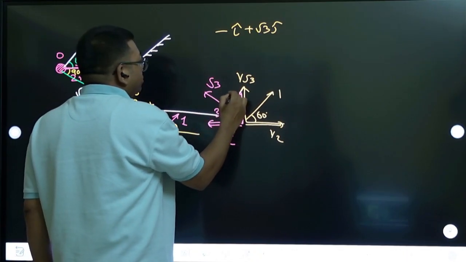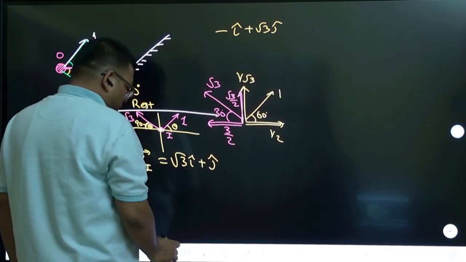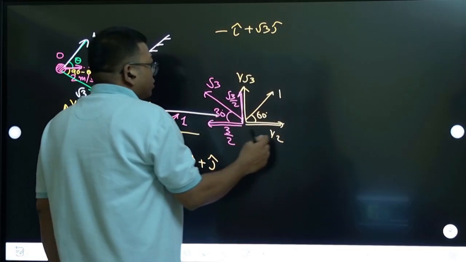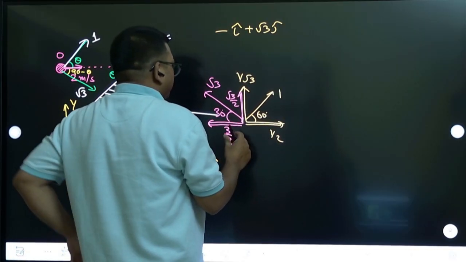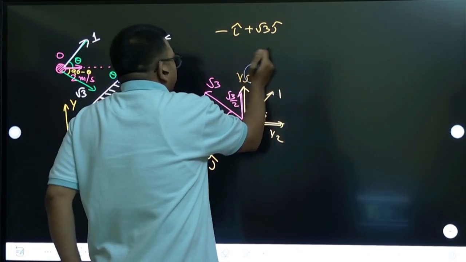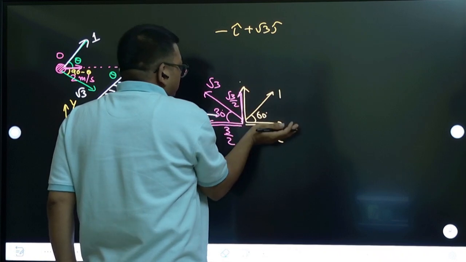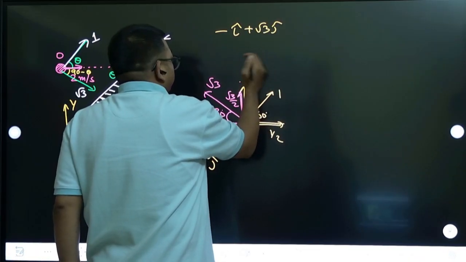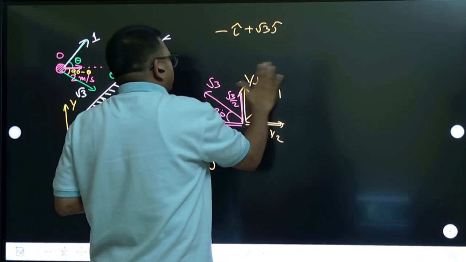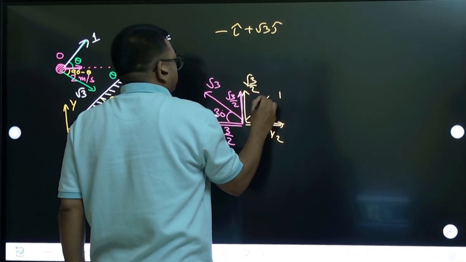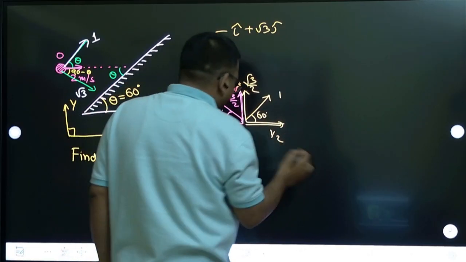So this side will become root 3 by 2. Now you take the total along the x-axis. When you try to find out how much it will come, I think here I made a mistake. Root 3, 1 cos, 1 sine. 1 sine means 1 by root 3 by 2, right? Sine 60 degrees, root 3 by 2. This is root 3 by 2. This is 1. Okay, now tell me how much along x-axis.